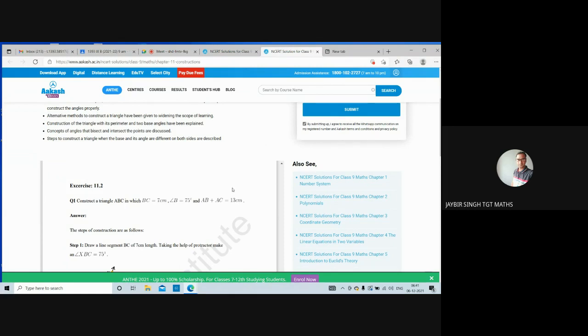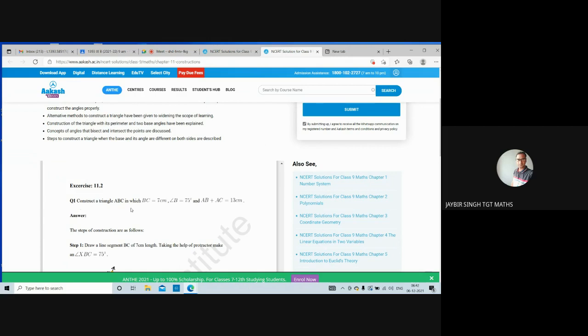All are based on the constructions of the triangle. First is when the sum of two sides, base and base angle is given. Second, difference of two sides, base and base angle is given. And third, perimeter of the triangle and two base angles are given. So the first type of question I am taking, exercise 11.2, question number 1.